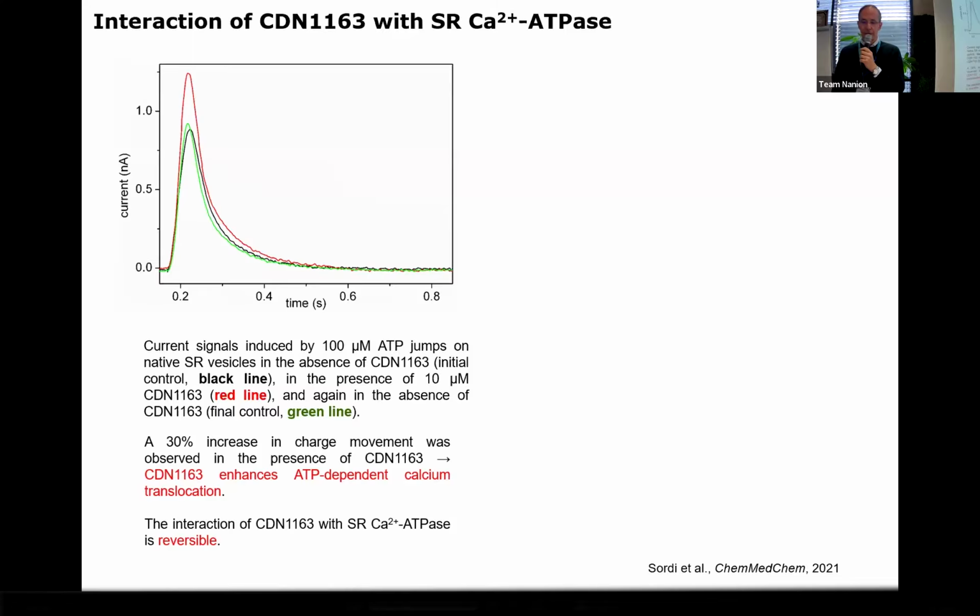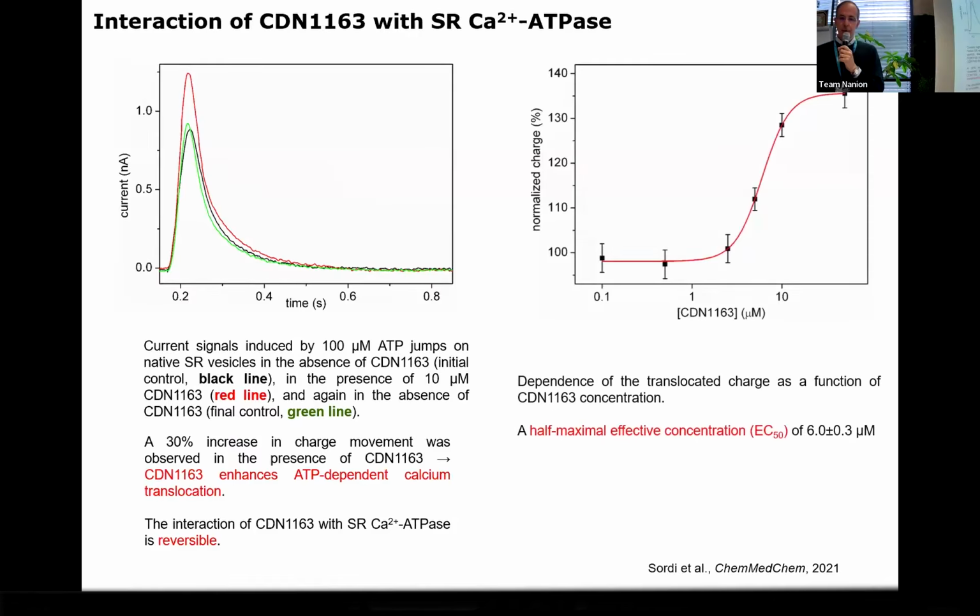Then we repeated the ATP jump in the absence of CDN1163, the final control, green line, and we observed that the ATP-induced current signal was almost completely restored to the level obtained initially, thus suggesting that the interaction of CDN1163 with the sarcoplasmic ATPase is reversible.